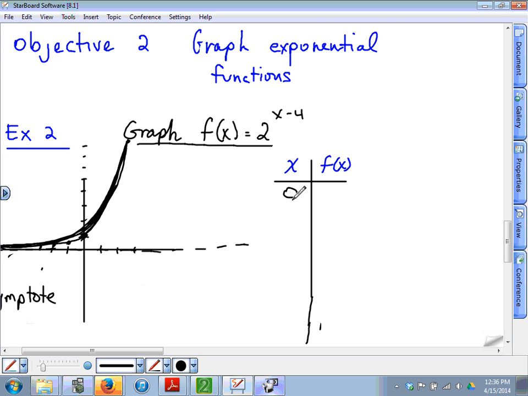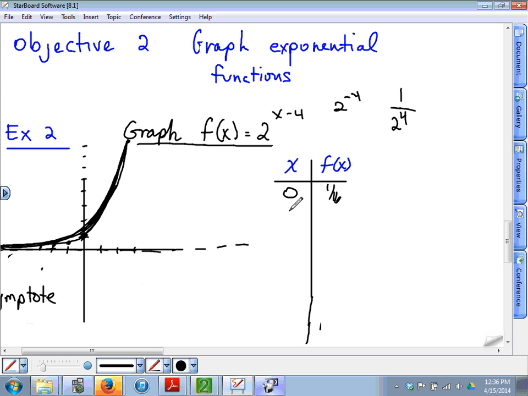So if x is 0, then 0 minus 4 is -4. 2 to the -4. What's 2 to the -4? We just talked about this. 2 to the -4, you guys. Isn't it a fraction? It's a fraction. It's 1 over 2 to the 4th. It's 1 over 16, which is 0.0625. That's your y-intercept. It'd be really, really close to here.